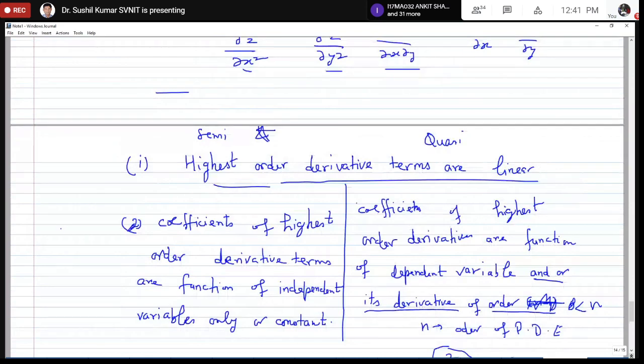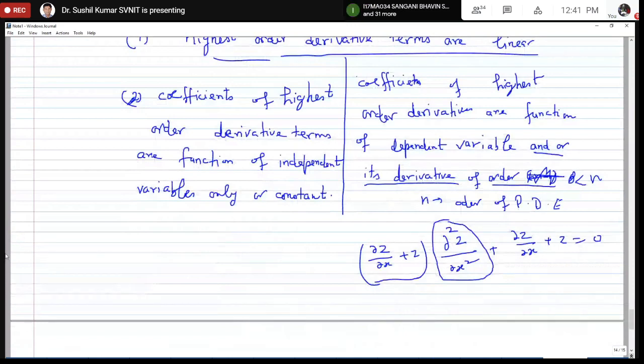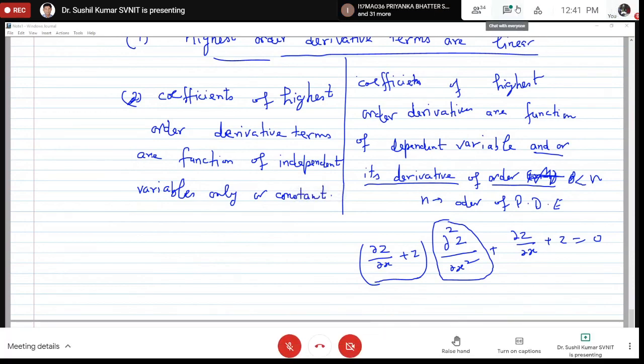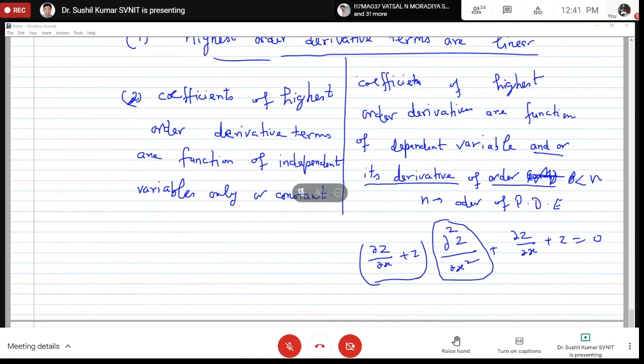Okay. So any query in this Cauchy linear or semilinear definition? Any query? No, sir. So any query in today's lecture? You can start tutorial number 2 also. These are part of tutorial 2. Okay, so if you have no query, then you can leave the class.